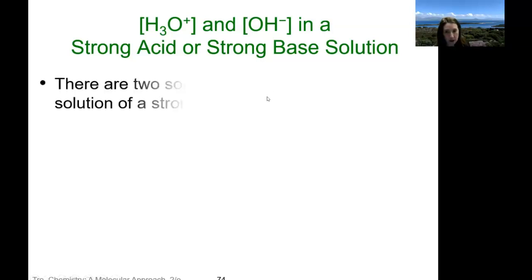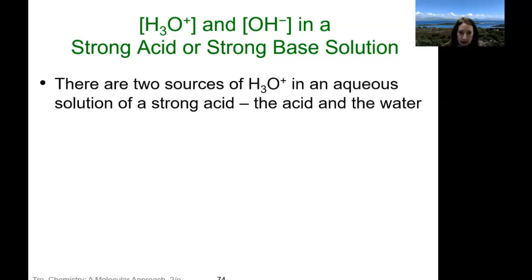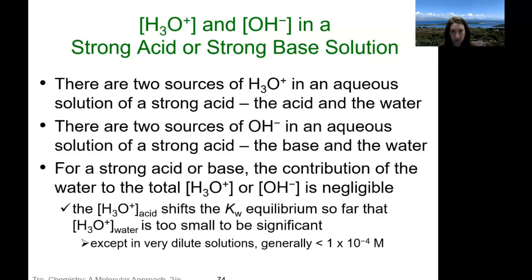Okay, so now we're going to talk about strength of acids and bases, because we're going to do mixtures in just a few minutes. There are two sources of hydronium in an acid, right? There's the hydrogen ion concentration from the acid, and there's the hydrogen ion concentration from the water. Remember, water at 25 degrees is 10 to the negative 7th molar. Same thing with the base. If you have a base, there's the hydroxide concentration from the base and from the water. And again, at 25 degrees Celsius, that's 10 to the negative 7th.